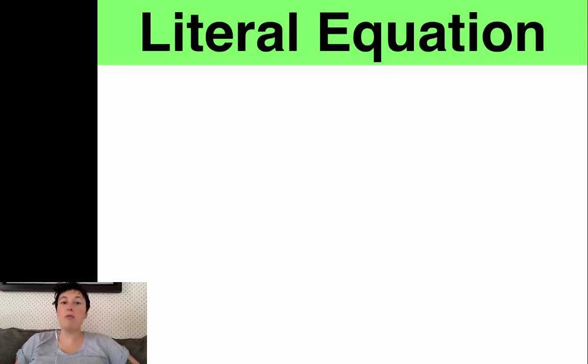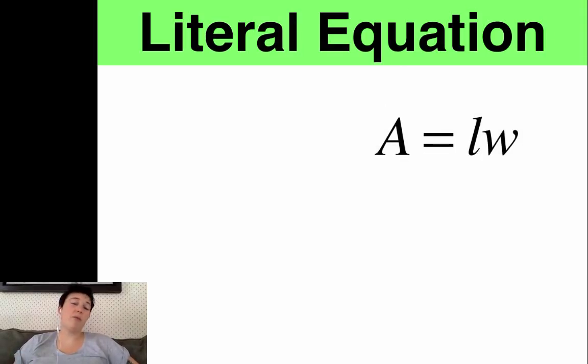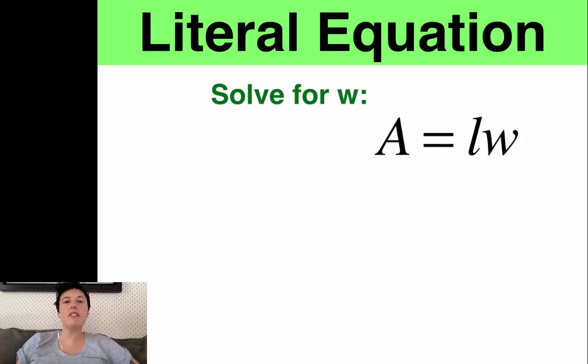I'll give you another example. Here's a literal equation that you probably should know. Area equals length times width. A equals LW. This is multivariable. There's an A, there's an L, there's a W. But they stand for something. A is area, L is length, W is width. And we can do the same thing. We could solve for a different variable. We could solve for W.